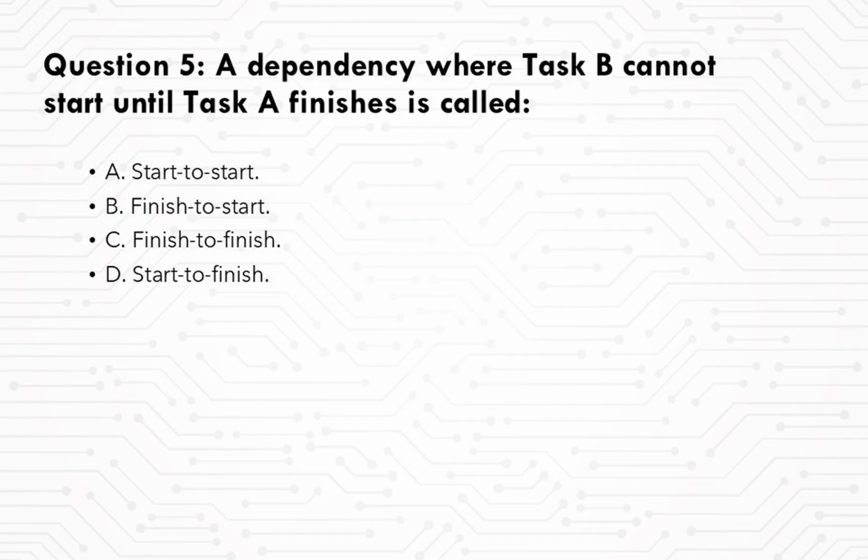Question 5. A dependency where task B cannot start until task A finishes is called: A. Start to start. B. Finish to start. C. Finish to finish. D. Start to finish. Answer: B. Finish to start is the most common dependency type.